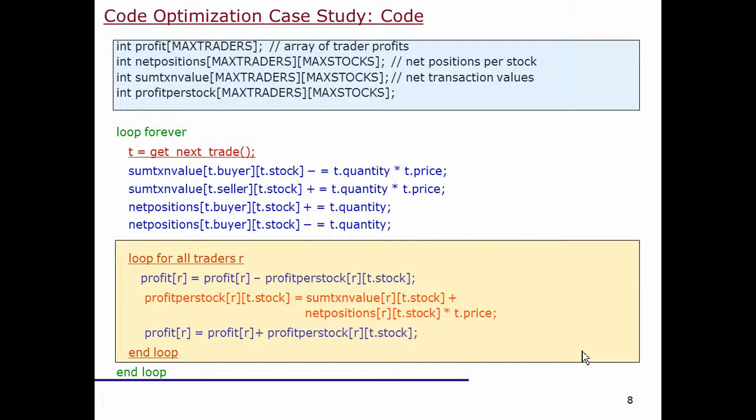There's a yellow box which is an inner loop that does the major part of the computation. That is, for every trade, t equal to get next trade, it takes the stock of that trade and then goes through the Prophet computations in the manner shown in the inner loop.